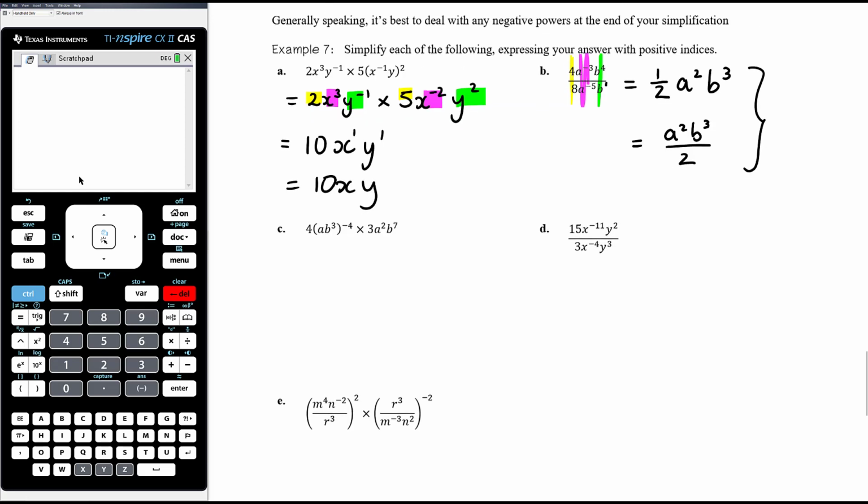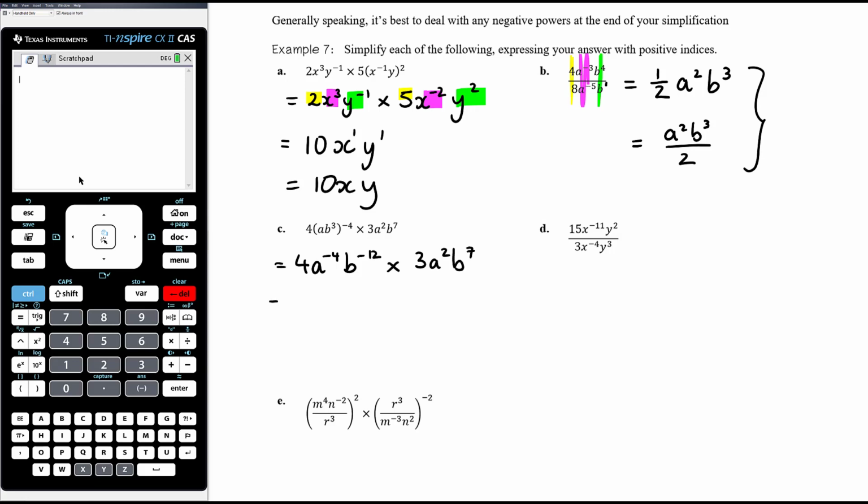Alright, example C. Again, let's focus on the brackets first. So it's a to the 1 to the power of negative 4, so 1 times negative 4 is negative 4, so we've got 4a to the negative 4, and then b cubed, and then to the power of negative 4, we multiply those powers together, so that's b to the negative 12. Multiplied by, let's leave the second one as it is, 3a squared b to the 7.